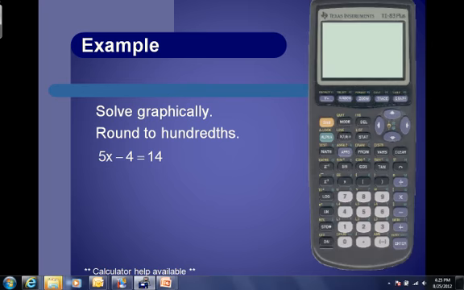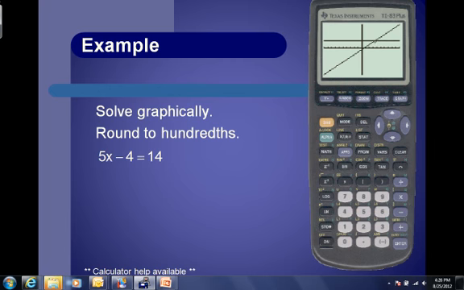Let's do another one. This time we're going to go back to y1. y1 is 5x minus 4. y2 is 14. When we press graph, and I didn't change my window, notice there's only one line on there. Well, that's because y equals 14 is not in this negative 10 to 10 window. So typically what I'll do is I will go to zoom fit, which is zoom 0, and that goes out and finds a window that fits both equations. So if I press enter, it's going to resize the screen, and that shows both equations.